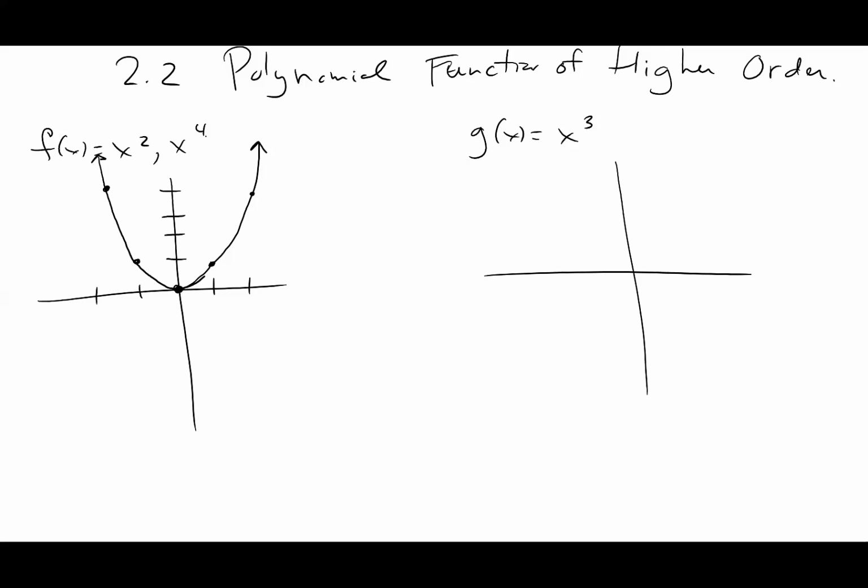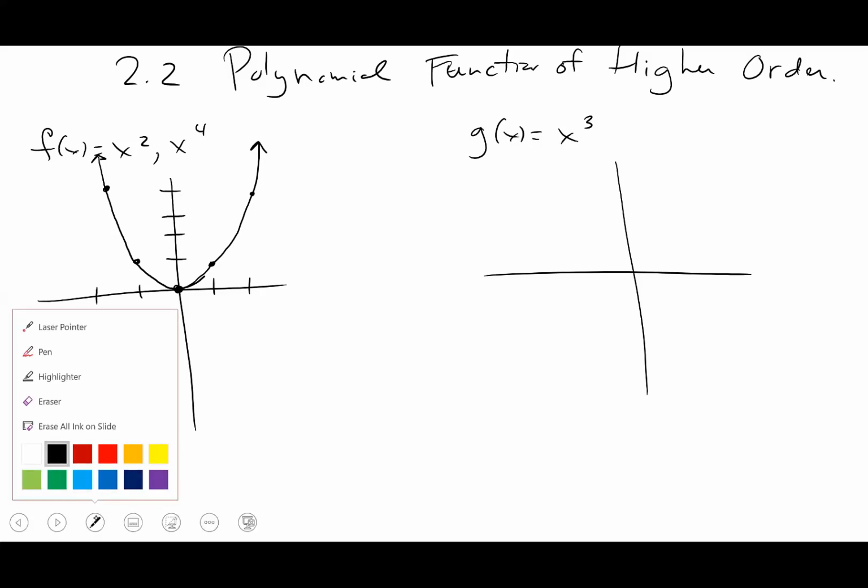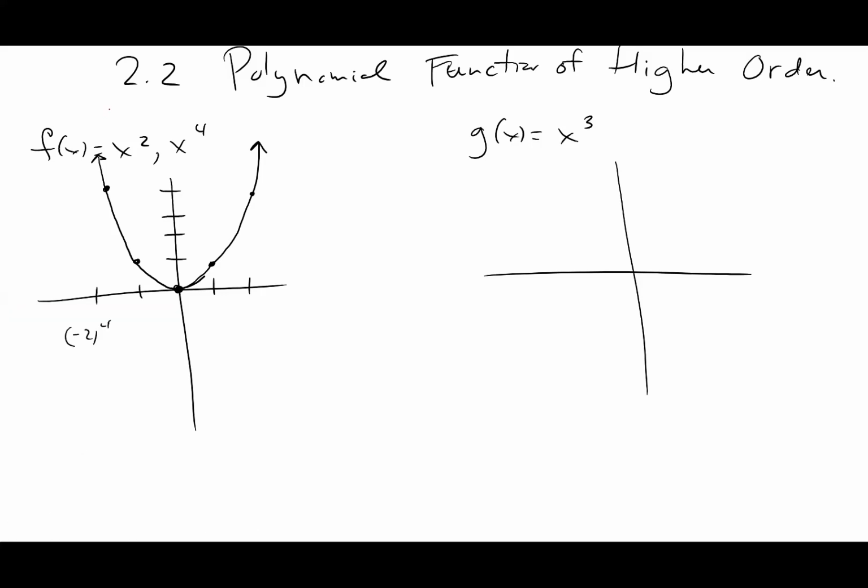Let's start off with x to the fourth. If I put -2 in, take it to the fourth power, that's already at 16, isn't it? Yeah, that's way up there. So this graph goes way up there already. I'm not even going to graph that. That's all the way up there.